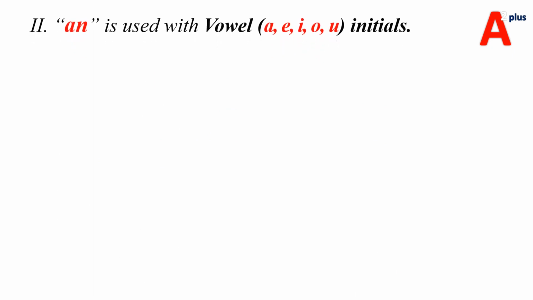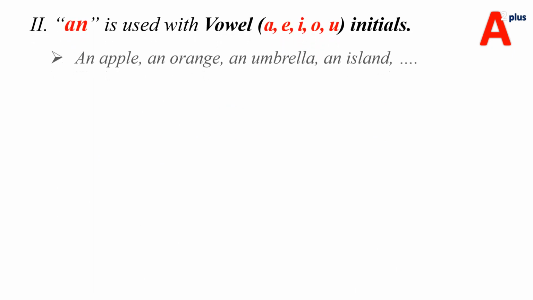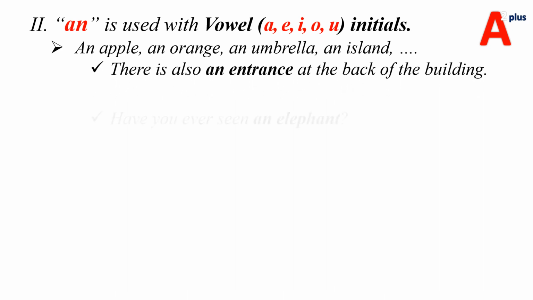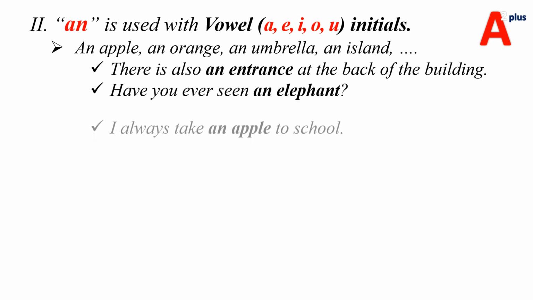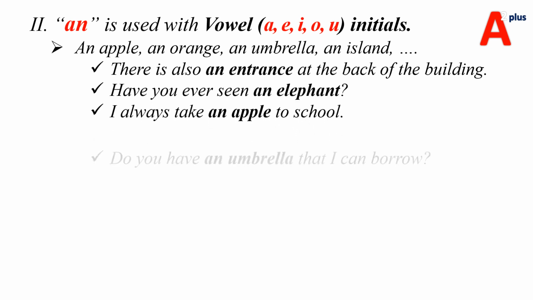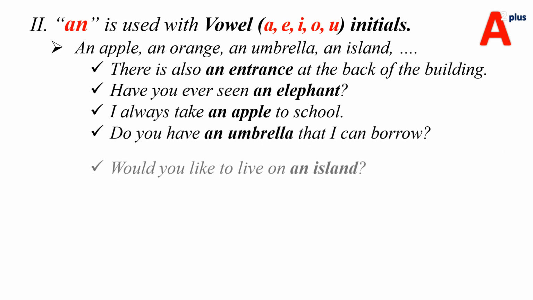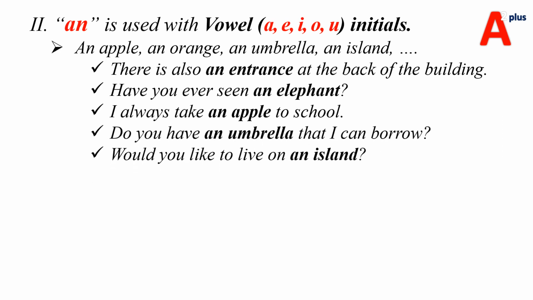Second one is an, which is used with a vowel: a, e, i, o, u initial. Okay, so words that start with a, e, i, o, u: an apple, an orange, an umbrella, an island. Okay, so a, e, i, o, u are vowel sounds. There is an entrance at the back. Have you ever seen an elephant?